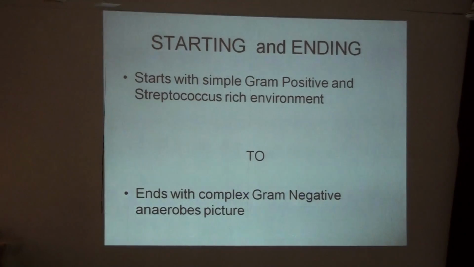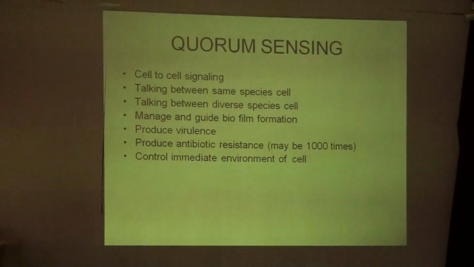When the biofilm or the dental plaque starts, it starts with a very simple gram-positive streptococcus containing environment. But if you allow it to accumulate and mature within 4 to 9 days, it will ultimately turn into a gram-negative anaerobic mixture. So a simple streptococcus attaches to a biofilm and helps other gram-negative organisms to come into it, accumulate, and ultimately help in dispersal.